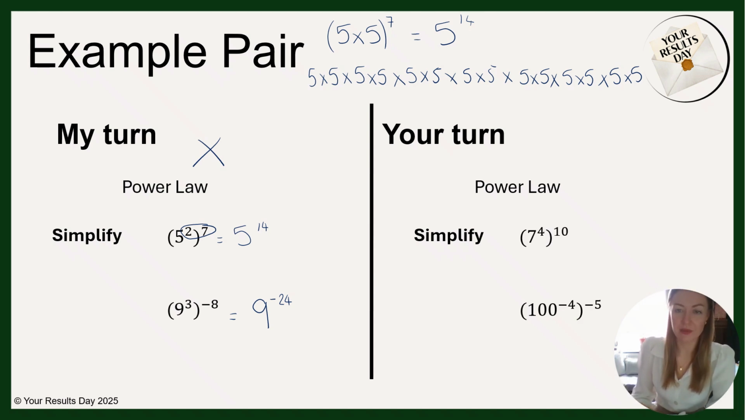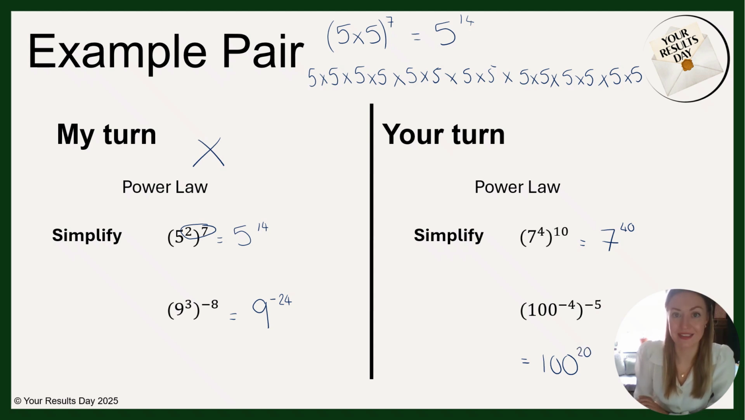Pause the video because I'm going to go straight through the answers. We've got a base of 7. 4 times 10 is 40. So we've got 7 to the power of 40. And then we've got a base of 100. -4 times -5, well, a negative times another negative gets us a positive, so that will be to the power of +20.